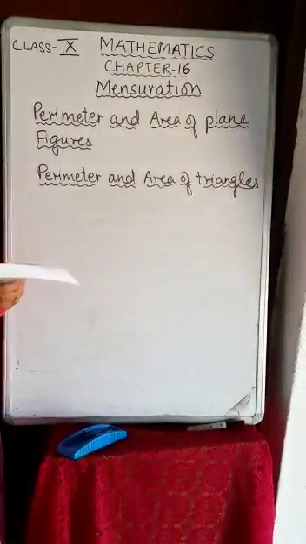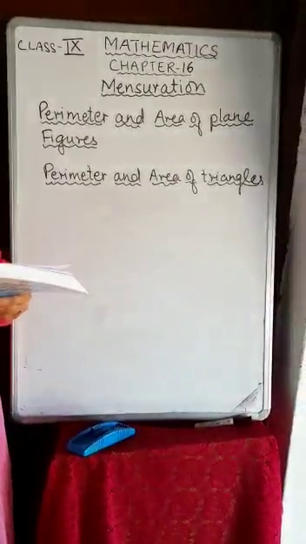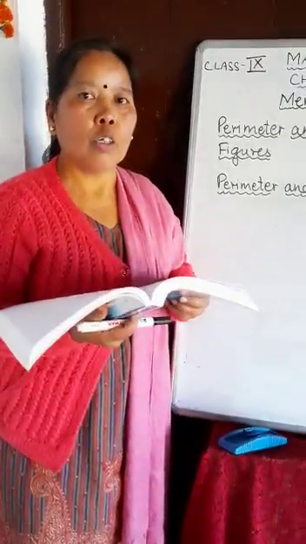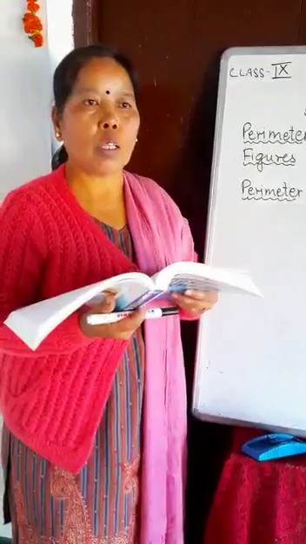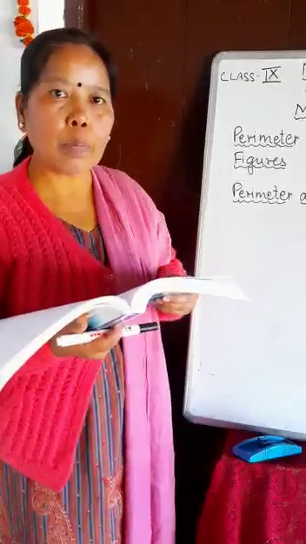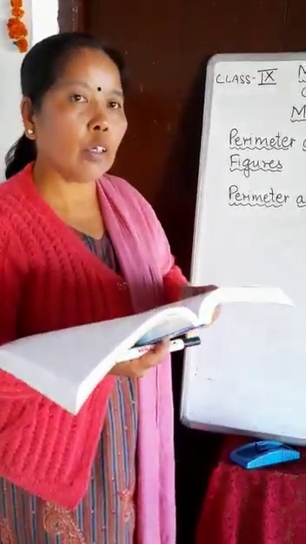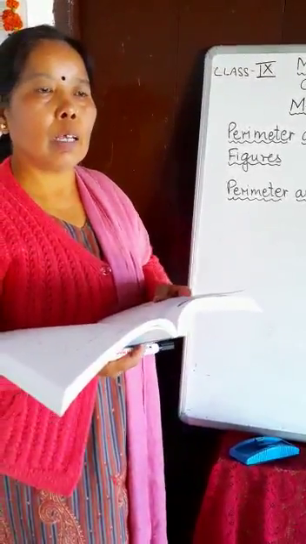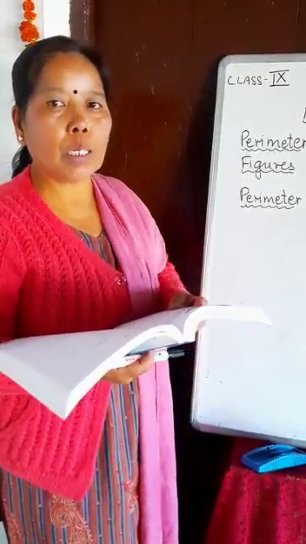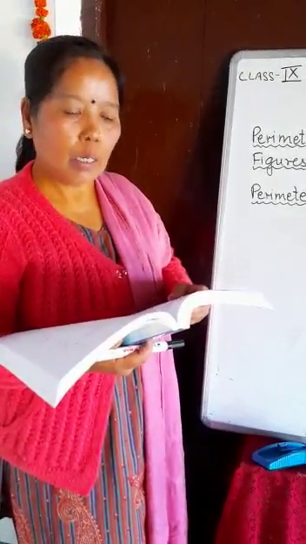First of all, you should know what is perimeter. The perimeter of a closed plane figure is the length of its boundary, that is the sum of lengths of the sides. Suppose a triangle is there, so the perimeter of the triangle is the sum of all the lengths of the sides. Three sides are there, so the total of the lengths of three sides is the perimeter of the triangle. Now, the unit of measurement of perimeter is the unit of length. Suppose the lengths of the sides are given in centimeter, the unit of the perimeter will also be centimeter, and if the lengths are given in meter, then the unit of perimeter will be meter.